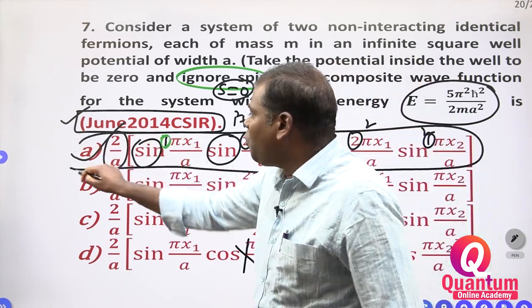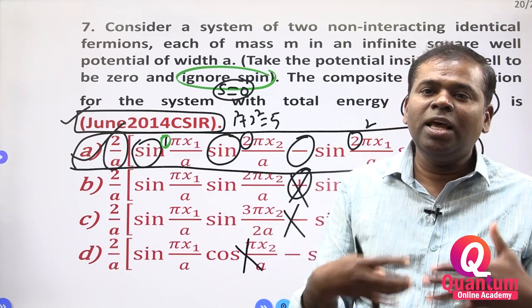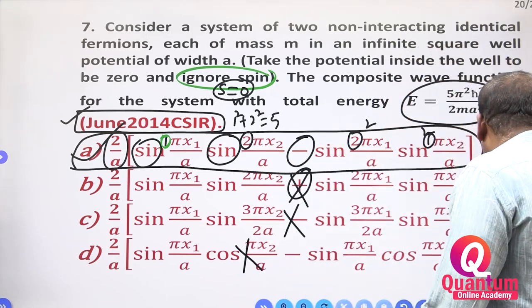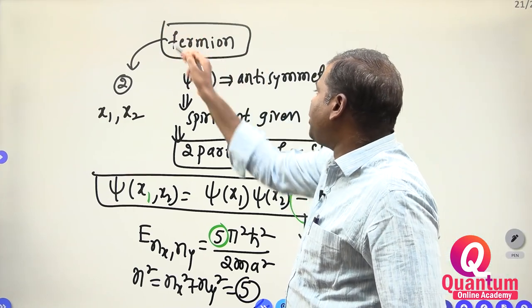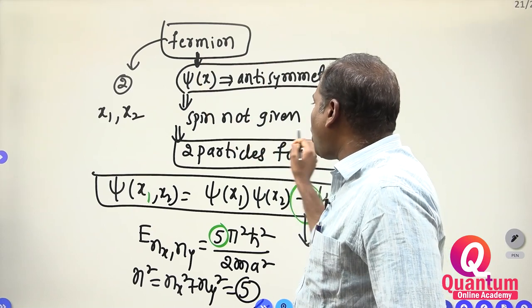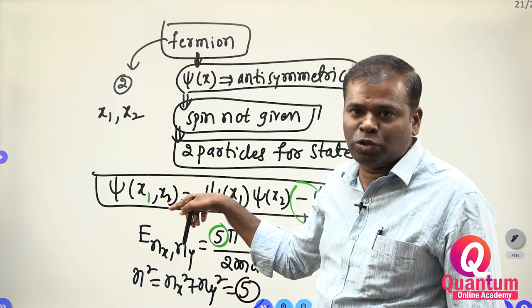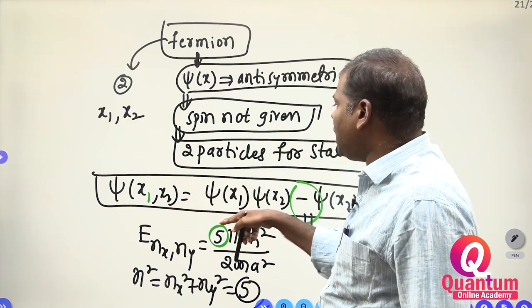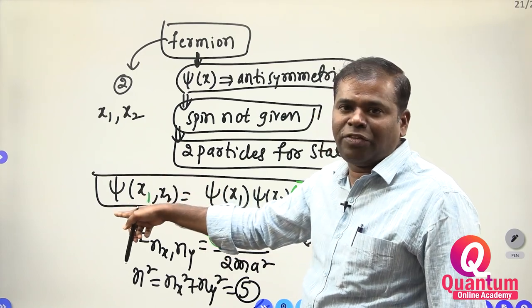Clear? For logical reasoning, it is entirely abstract thinking. We should know all the concepts, then only we can approach it. Whether it may be fermions, the wave function is an anti-symmetric wave function. Spin states are not given. We have to take two particles from each state. How do we represent the wave function?